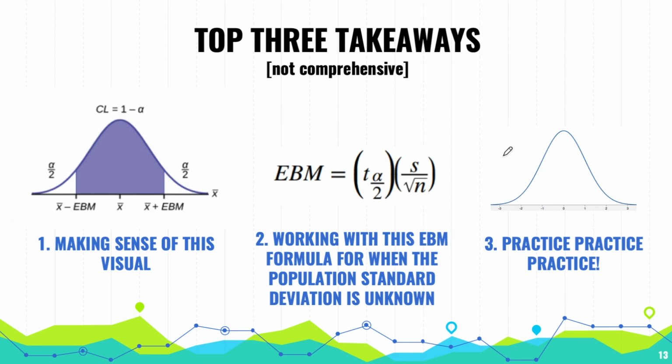So again, we have our top 3 takeaways from this video. It's never comprehensive, but it's just a good reminder of what we've covered. We want to keep practicing and making sense of this visual. If the population standard deviation is unknown, we use this error-bound formula that has the t-score multiplied by our sample standard deviation divided by the square root of our sample size. And again, the only way to get good at confidence intervals is to practice with our practice problems, so keep up the good work on our homework.